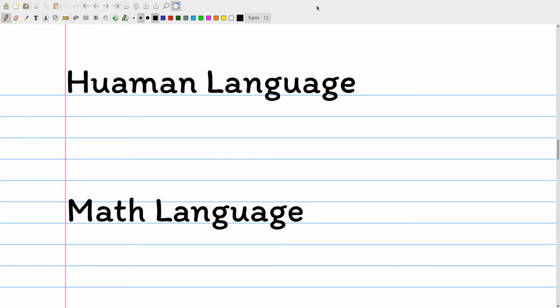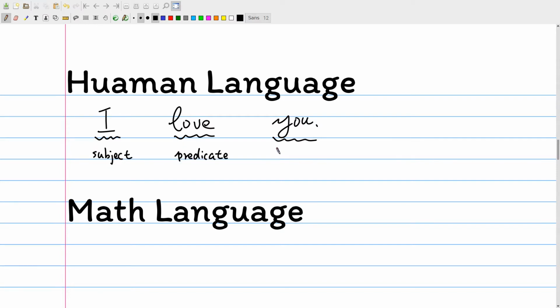Before we discuss the mathematical language, I want to start from a human language. Let's say English. I write a very simple, basic sentence in English. For example, I love you. There are three parts that constitute this sentence. I, love, and you. We call the first part subject, the second part predicate, and the third part object. Those three parts constitute this sentence.